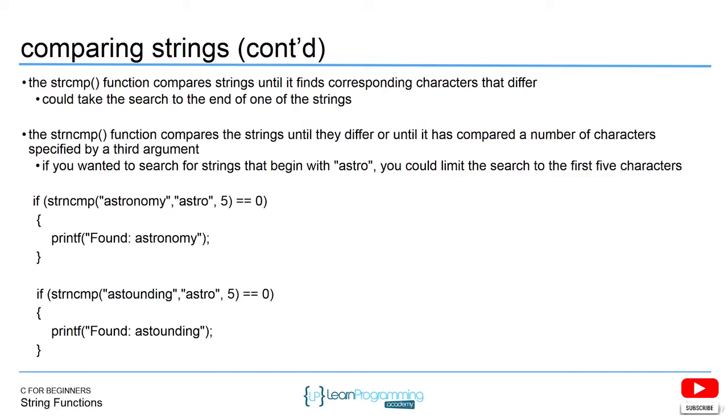If you do the same thing but compare it to a different string called "astounding", it's not going to find it. It's going to say that astounding is greater than astro, so it's going to return something greater than 0, which is a 1, and it's not going to display any data.